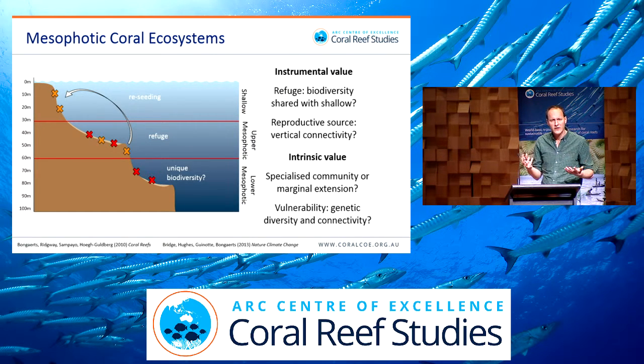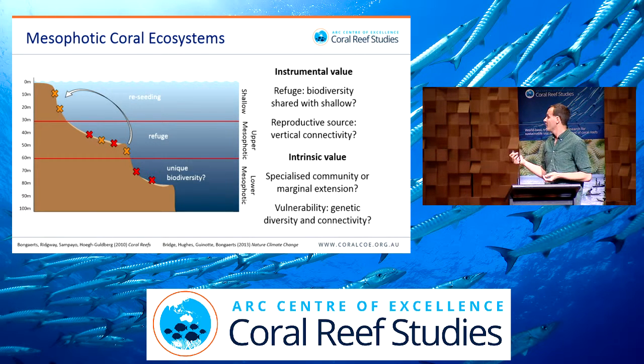And can we talk about a specialized community, particularly at lower mesophotic depths, or is it a marginal extension of the reef slope? And in case it is a specialized community, what's the vulnerability of these communities? Usually when we talk about deep reefs, it's in the context of being more protected, but we know about disturbances that occur over large depth ranges.